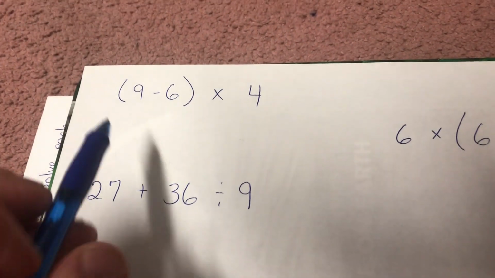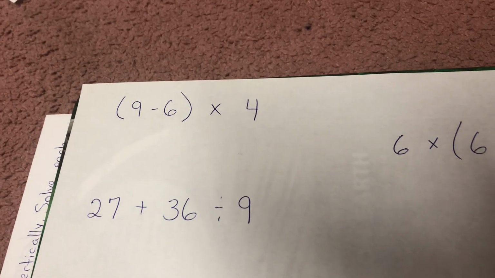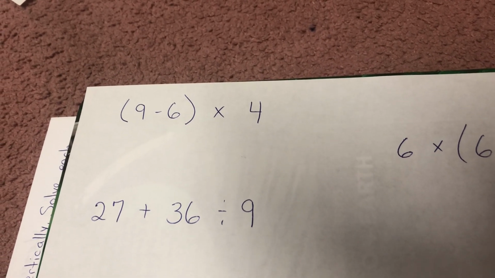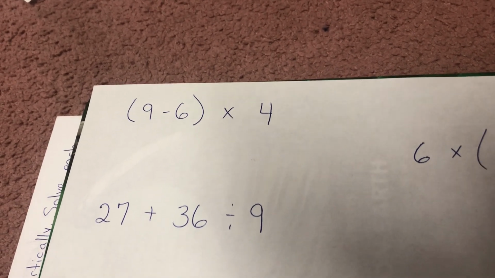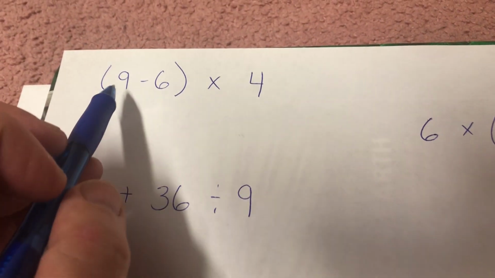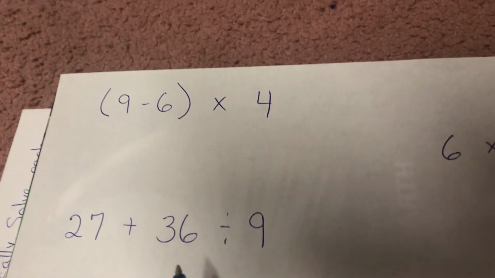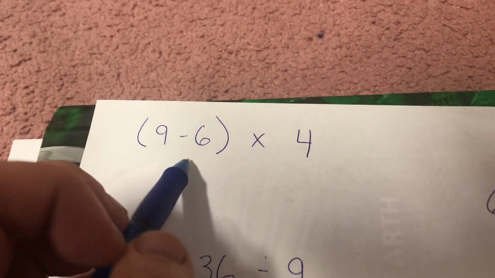So I look at this first one, and inside parentheses, I have 9 minus 6 times 4. Well, the order of operations tells me that I need to do what's in parentheses first. I need to clear the parentheses, so to speak. And so I see here that inside parentheses is 9 minus 6. So that's the first thing I'm going to do. And I know that 9 minus 6 is 3.